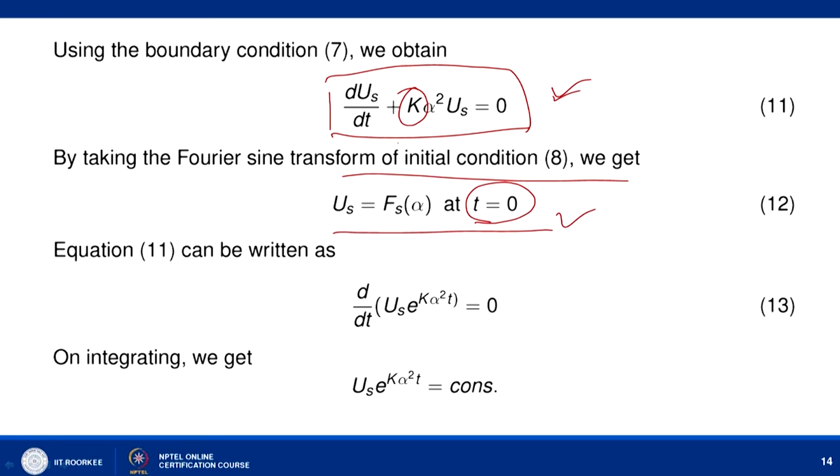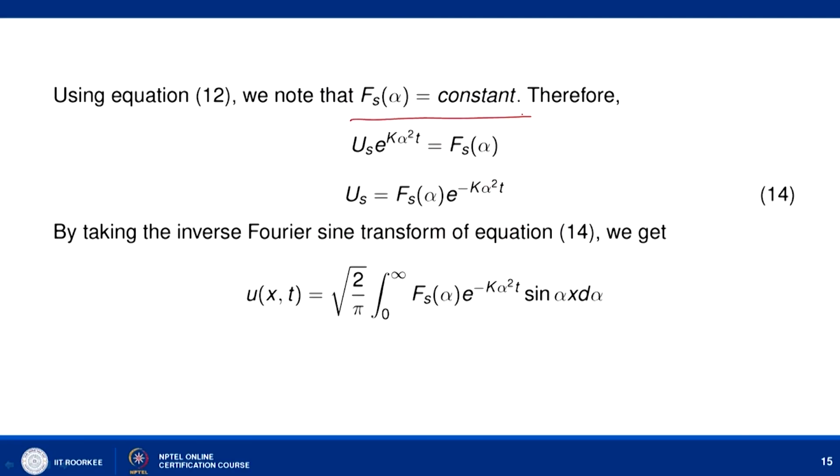Now, we can solve equation number 11. I can write equation 11 as d/dt of (u_s e^(k alpha square t)) equal to 0, and this can be simply solved by writing u_s e^(k alpha square t) equal to a constant. And how to find the constant? There we can use the initial condition that u_s at t equal to 0 is given as f_s(alpha). So using this, the constant value comes out to be f_s(alpha). So we can write u_s e^(k alpha square t) equal to f_s(alpha), and thus our solution is given as u_s equal to f_s(alpha) e^(-k alpha square t). So this is the Fourier sine transform of u(x,t).